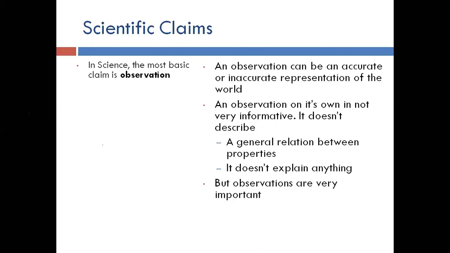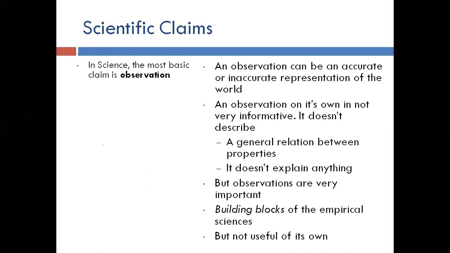But observations are very important. Unless we observe, we can't be sure, or we don't get any knowledge as such from nature. These are the building blocks of empirical sciences. Observations are building blocks, but not useful on their own. They must be related with some theories, or some causal relationship must be there in the observation.